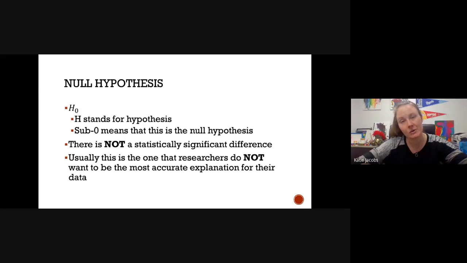Typically, we don't like our null hypothesis. This is our X that we don't want to talk to anymore. And so usually this is the one that researchers do not want to be the most accurate explanation for our data set when we're trying to figure out what to do during the hypothesis testing steps. Like I said, this will not necessarily always be true. So for example, when we test our assumptions, it'll be the opposite, which sometimes confuses people a little bit. But we'll talk about it and we'll keep going through it till y'all know it. We'll keep rehearsing.